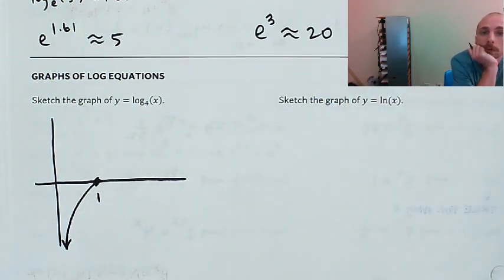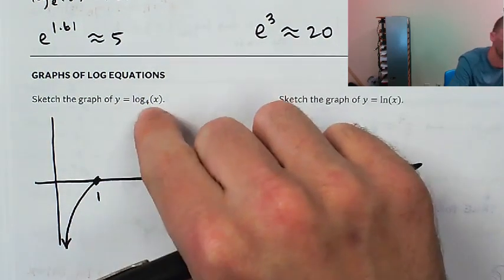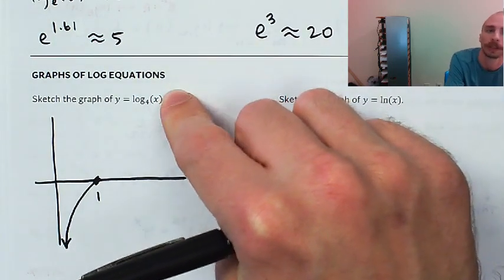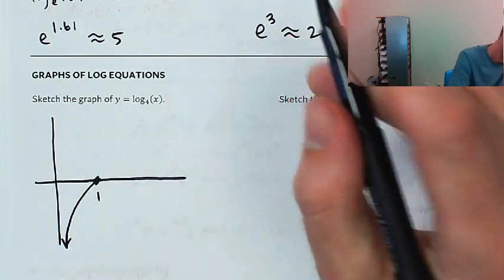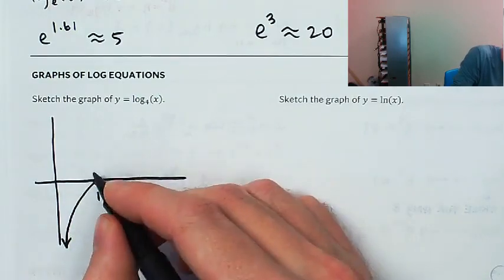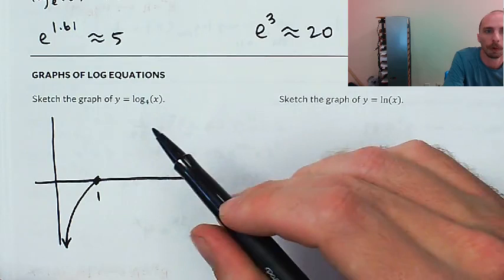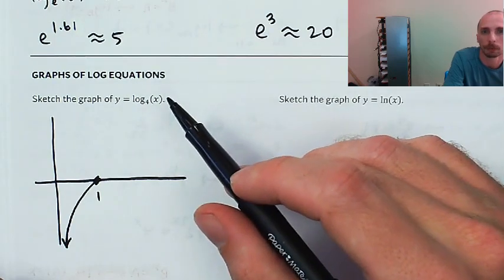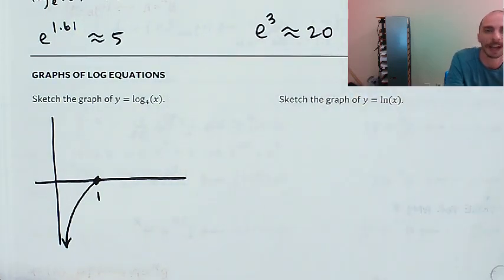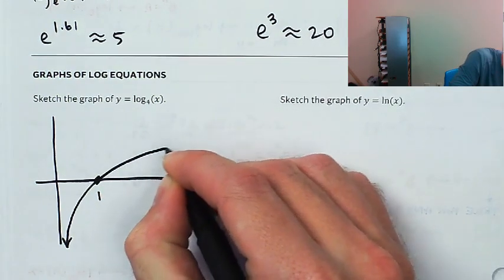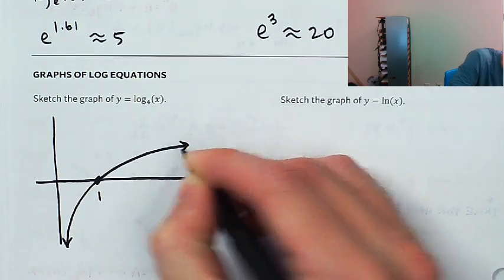Now, this function is undefined at x equals 0. We've already talked about how the log with base 4 of 0 doesn't exist, because there's no exponent I can put on 4 to get 0. And then it's going to increase, though, because I want 4 to the what equals x. If I'm trying to get a bigger result back by taking bigger powers of 4, I have to put bigger exponents on. It's going to really grow slowly.